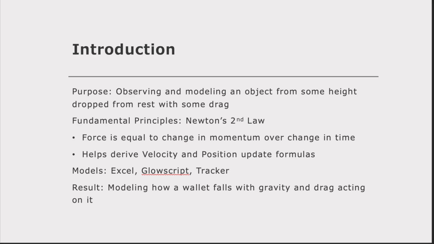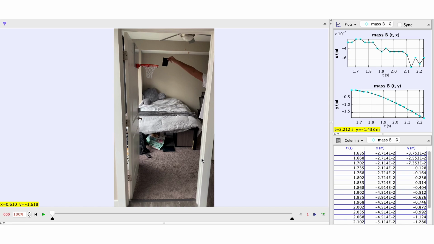The models I used were Excel, GlowScript, and Tracker. The result of the lab was to model how a wallet falls with gravity and drag acting on it. We used Tracker. The system was the wallet. The surroundings was the earth, which delivered gravity and drag.